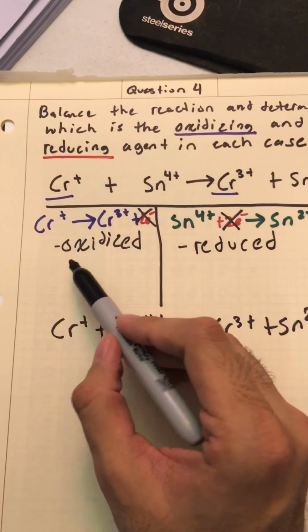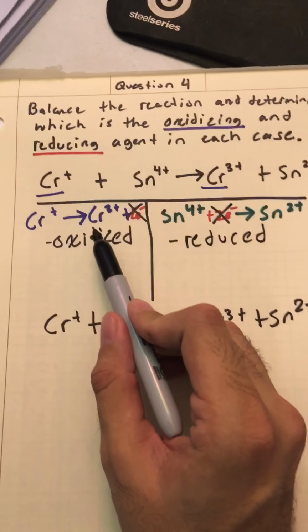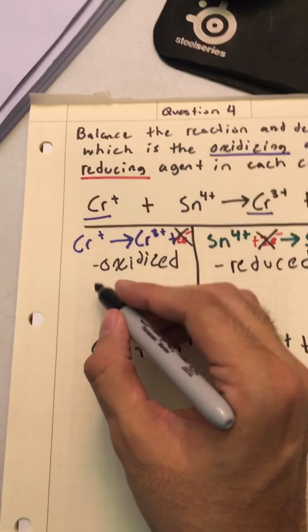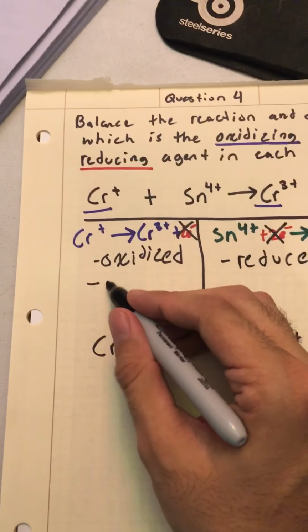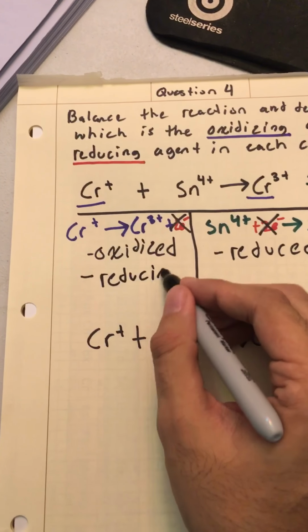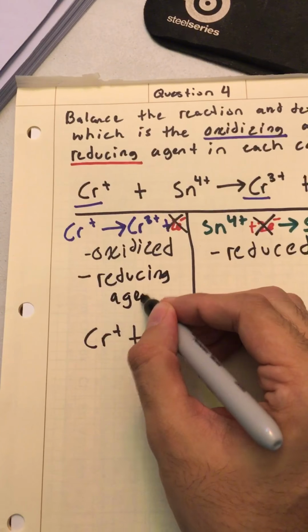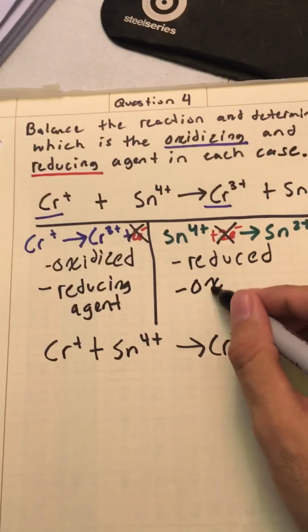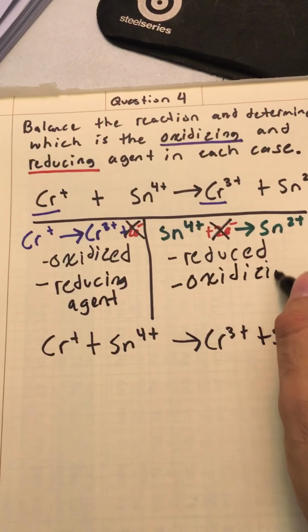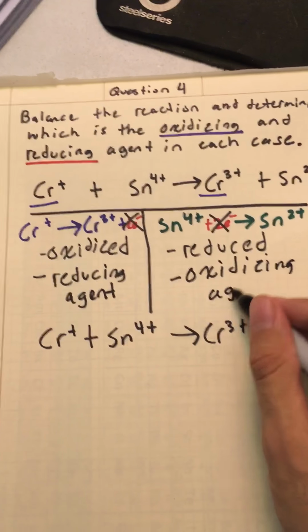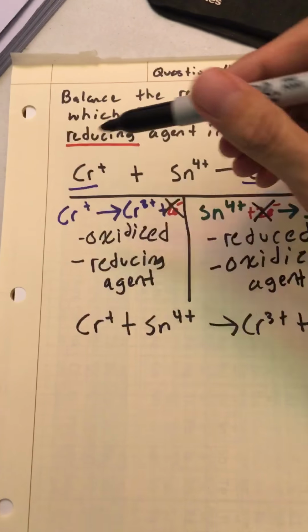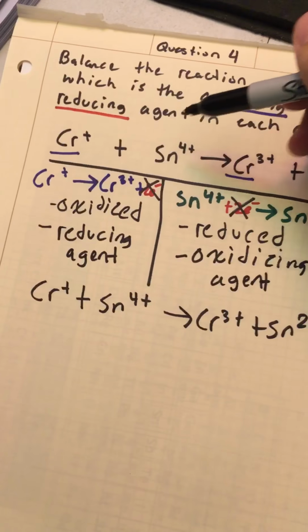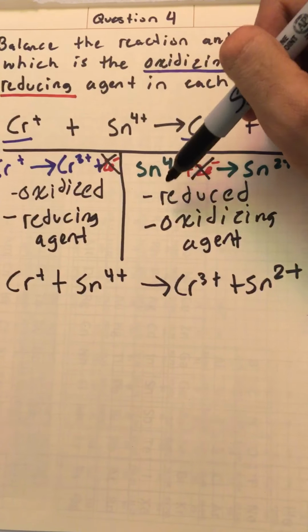Remember OIL RIG. Oxidation is loss of electrons. Reduction is gain of electrons. So when something is oxidized, that makes it the reducing agent. And when something is reduced, that makes it the oxidizing agent. So in this case, chromium 1 was our reducing agent, and tin 4 was our oxidizing agent.